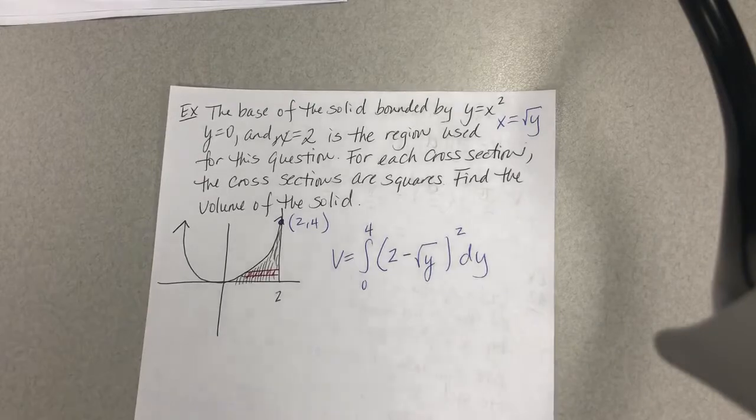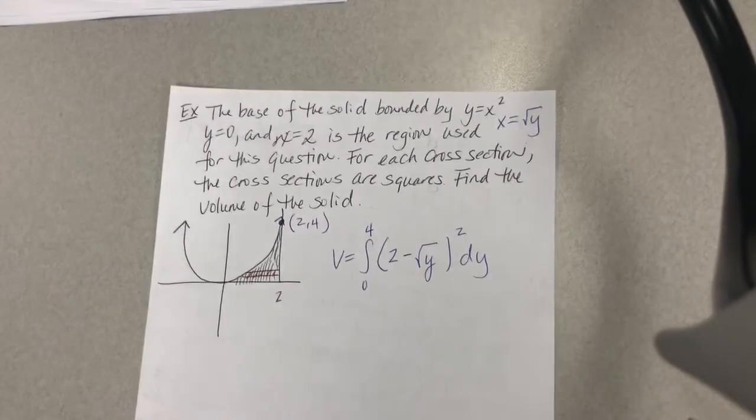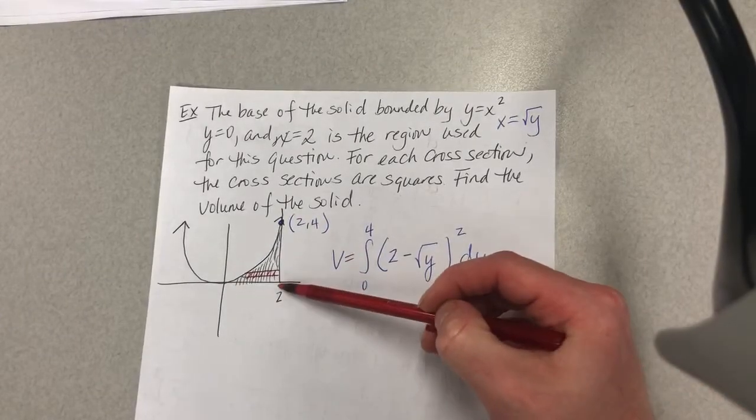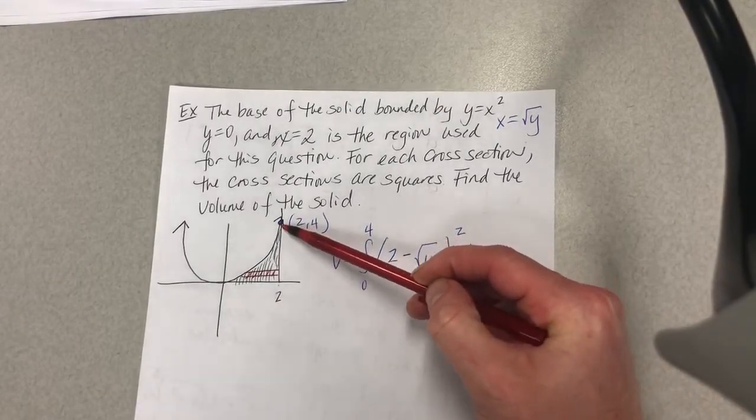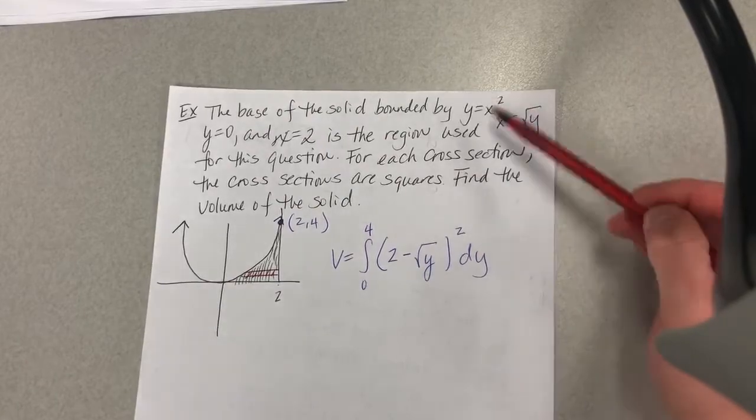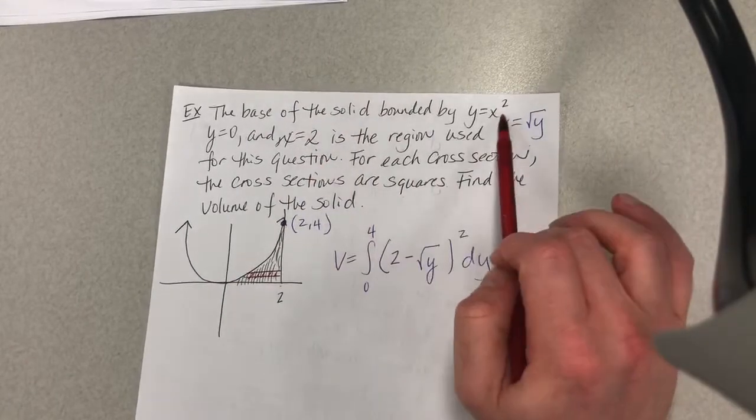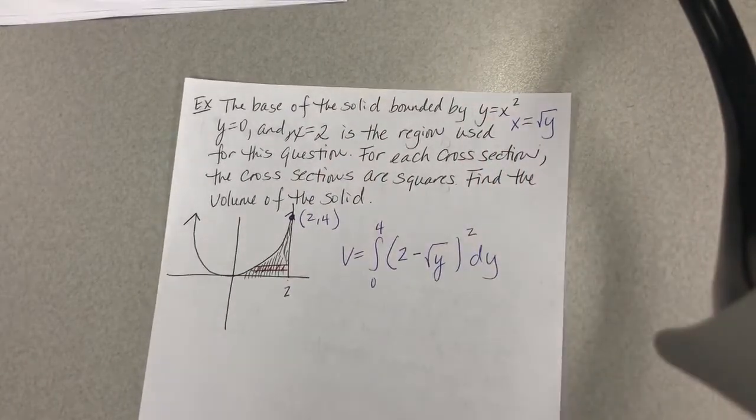Now, we're going about the y-axis. So when we go about the y-axis, we have to have y limits. So our y limits are going to be between 0 and 4, okay? Because the intersection point, when I plug a 2 into this graph, you should get a 4.